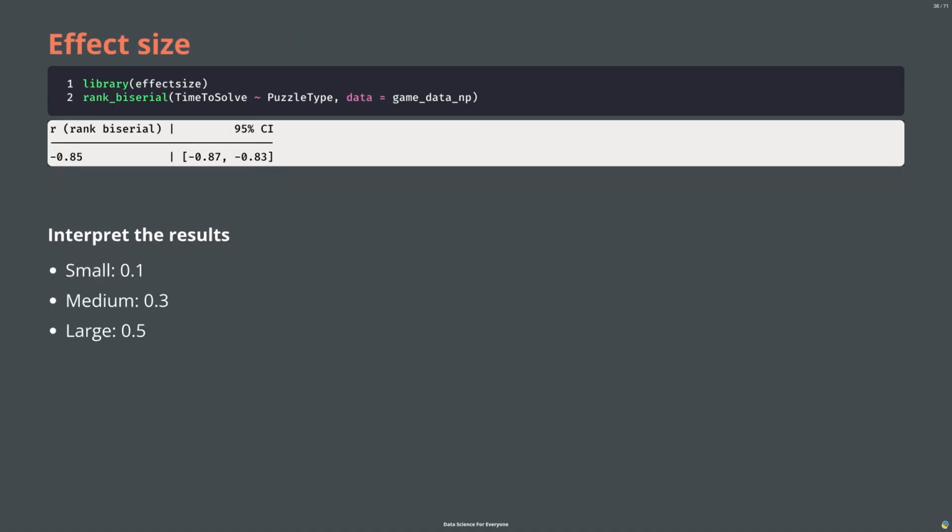To interpret our results, we can calculate the actual effect size using the rank_biserial function from the effectsize package. This uses the same inputs as the test. Effect sizes of 0.1, 0.3 and 0.5 are considered small, medium and large respectively. Our result is around -0.85. Since the negative sign doesn't matter, we can say that the effect is large.